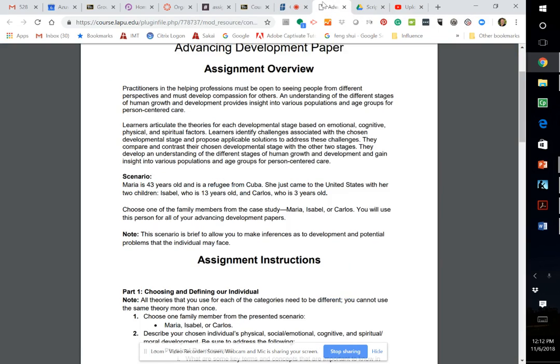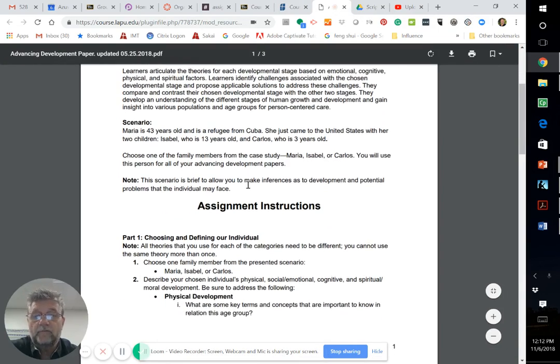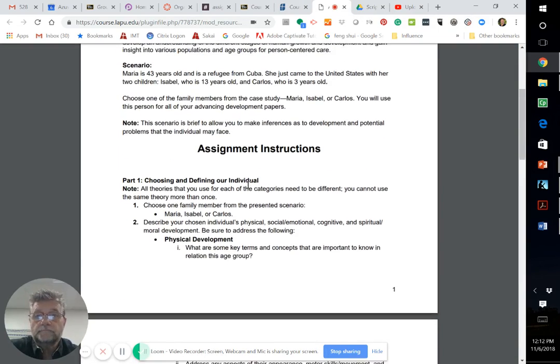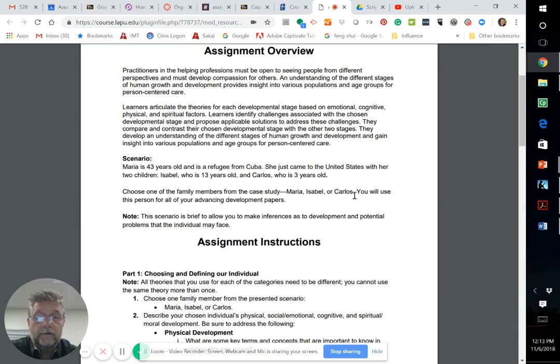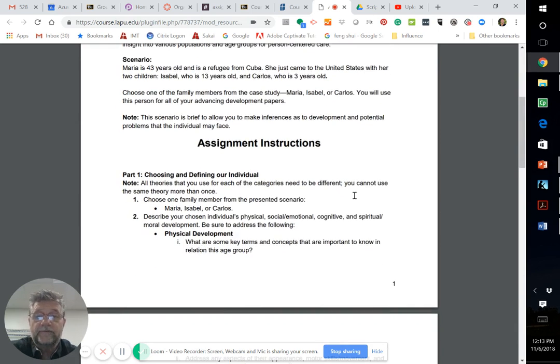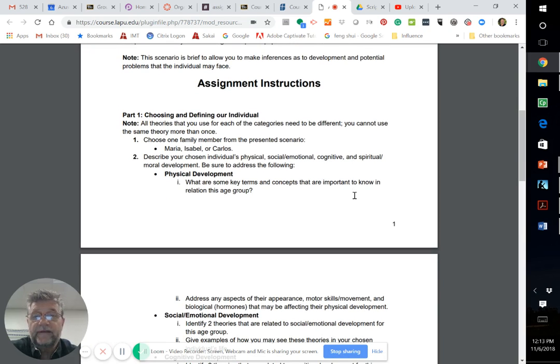So if we look here, what is part one of our paper? Part one is choose one of the family members from the case study, Maria, Isabella, Carlos. You will use this person for all of your advancing development papers. So part one, choose the family member. Describe your chosen individual's physical, social, emotional, cognitive, and spiritual moral development.